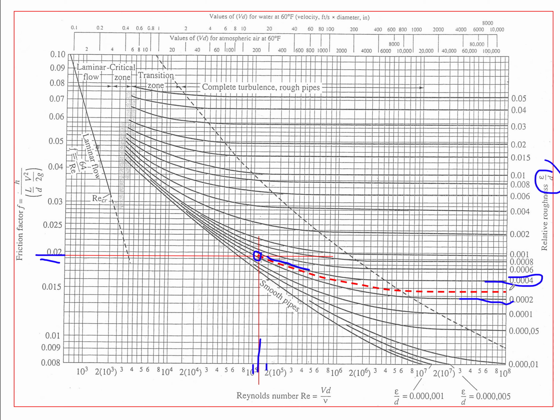So we interpolate, and for this Reynolds number and this friction factor, we get an epsilon over D of approximately 0.003. It's between the 0.002 and 0.004, so we'll pick it halfway.